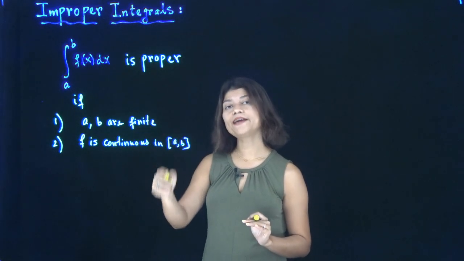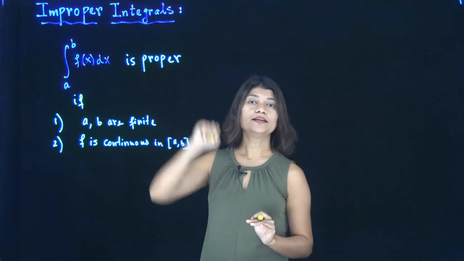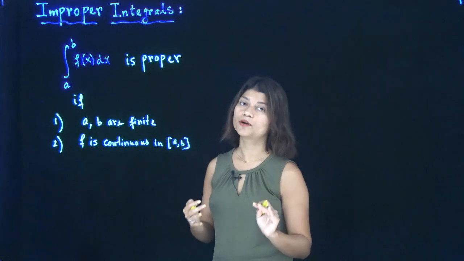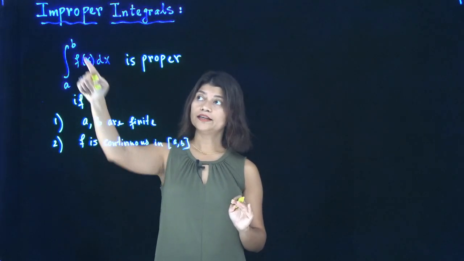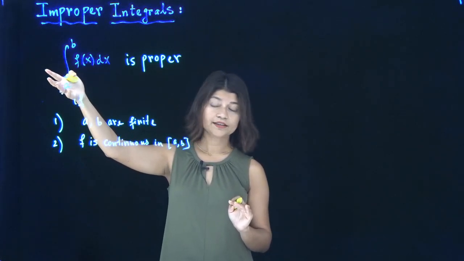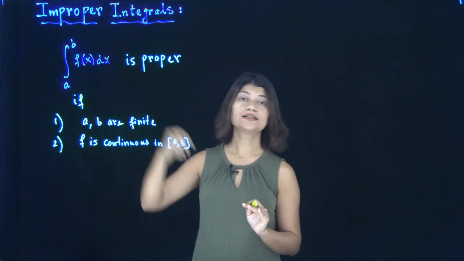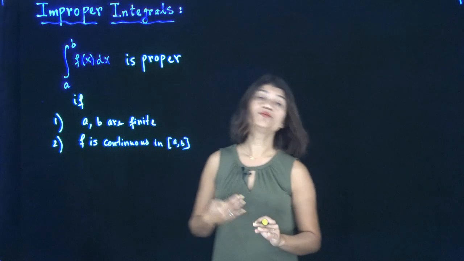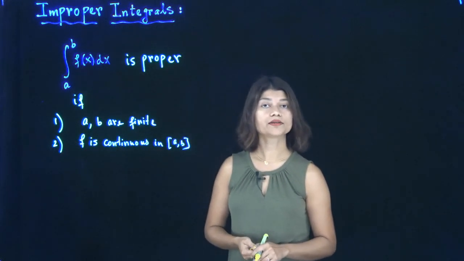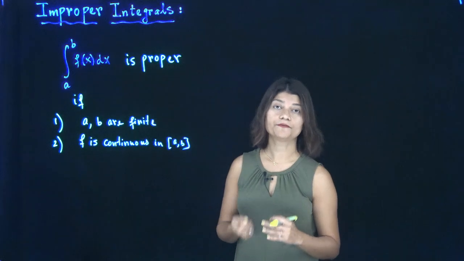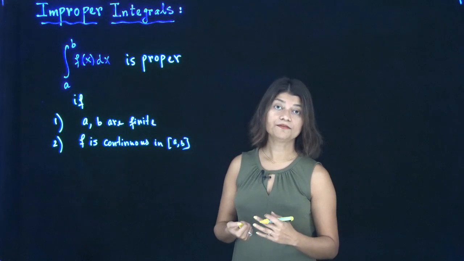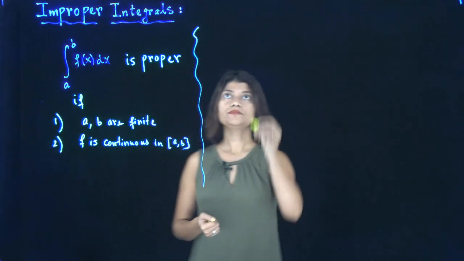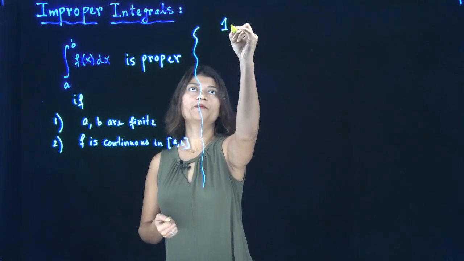But if one of them fails, guess what happens? The integral becomes improper. Two different types of improperness can happen: either the limits are not all finite, or the function is not continuous inside the interval. And if the integral is improper, then we cannot just use the fundamental theorem of calculus. So we have to have a different definition, a way of evaluating improper integrals. Let's start with the first type of improperness.